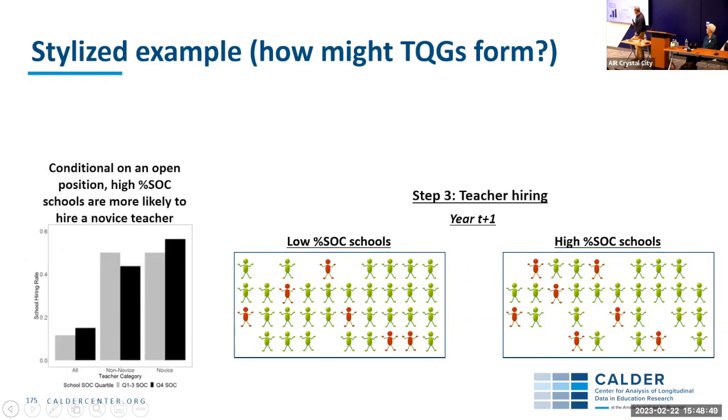And lastly, when teachers are hired, the lighter bar is quartile 1 through 3 students of color schools. The darker bar is quartile 4. If we just focus on the new teachers hired conditional on a prior vacancy, you can see the quartile 1 through 3 schools are about as likely to hire a more experienced versus novice teacher, whereas quartile 4 high share of students of color schools are much more likely to hire a novice teacher.